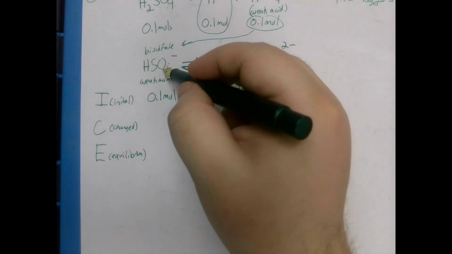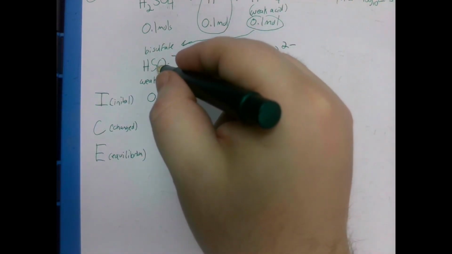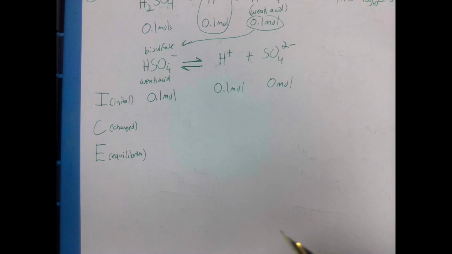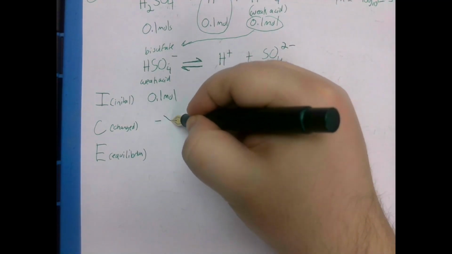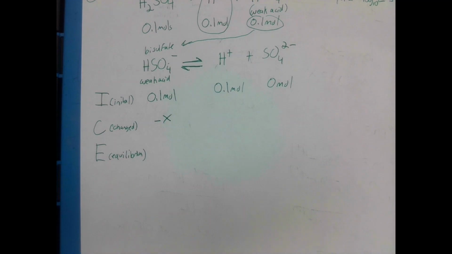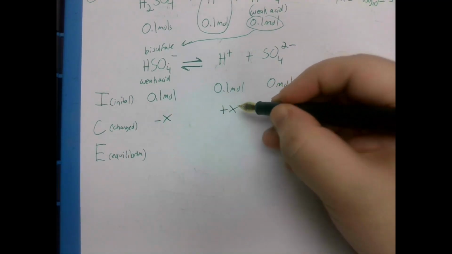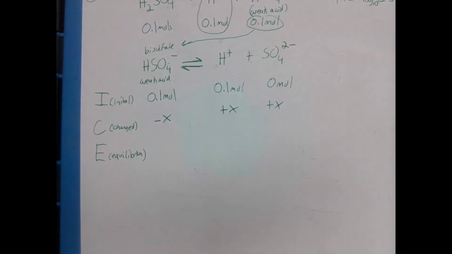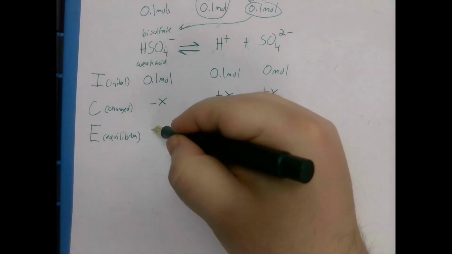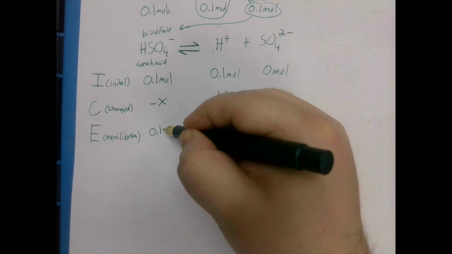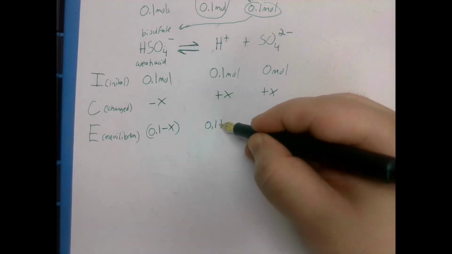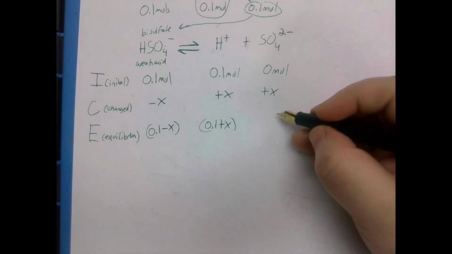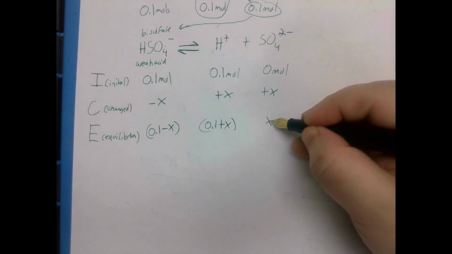Well, some amount of these will break into H plus and sulfate ions. So this is going to lose some X amount. That means these will gain some X amount as it breaks apart. So at equilibrium, we have 0.1 minus X, we have 0.1 plus X here, and we have X right here.